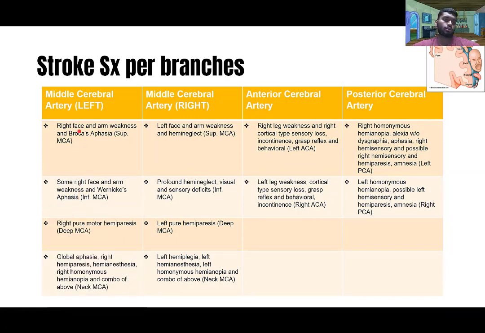this chart is organized. So the columns going across are the sides of the arteries, right? So left MCA is the first column. Second column is your right MCA. Third column is ACA. And the fourth column is PCA. And then the rows signify what specific branch of that artery that's designated by the column title. So for the first one, these are the symptoms of a left superior MCA, right? Left inferior MCA, left deep MCA, and left neck of the MCA, right?